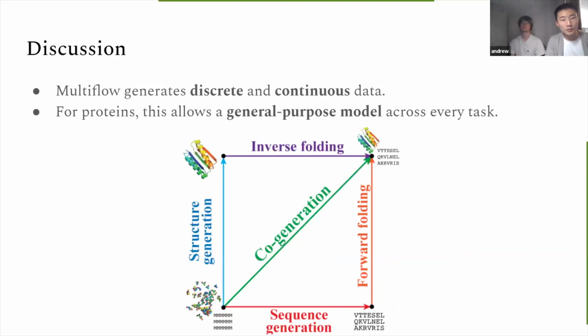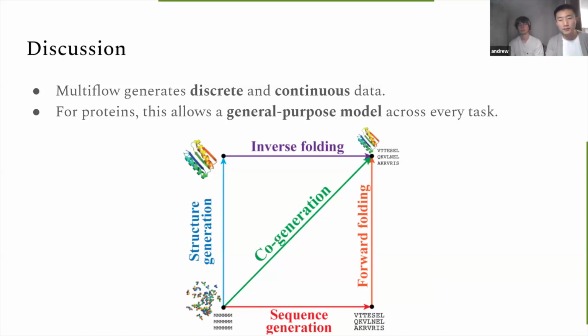Just to close, we developed Multiflow so that we can now do generative modeling on both continuous and discrete data. We tailored it to proteins, but it's entirely possible to extend this to video, images, small molecules. I think the framework is general enough that it doesn't have to be very specific for proteins. But for proteins itself, there are a lot of different tasks that one might want to do. You might just want to do structure or sequence generation by themselves.